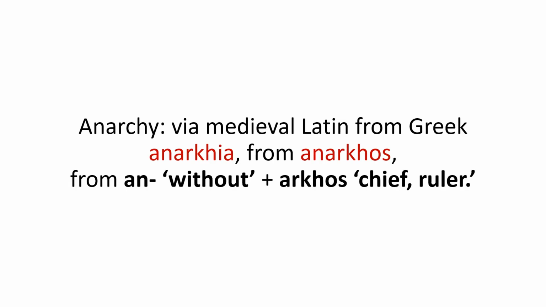Anarchy's etymology derives from ancient Greek and enters into the English language through Latin. It means an entity without a chief or a ruler. So there's two words there. It's anarchia that enters from anarchos. So an refers to without, and archos to chief or ruler.